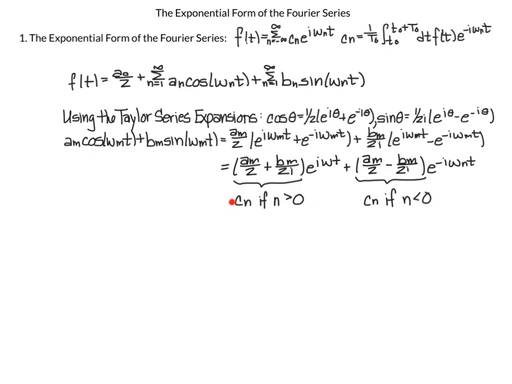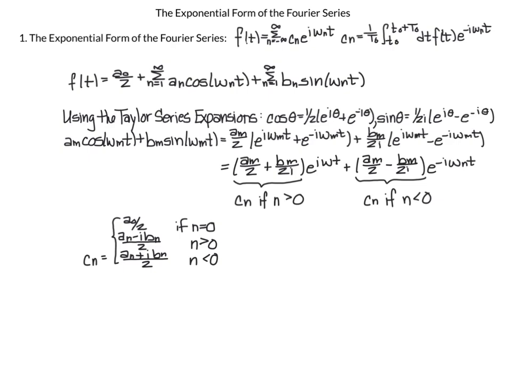So this is going to be my coefficient if n is greater than 0. And then over here, we have our e to the minus i omega n t. So we're going to have our a_n over 2 minus, now, because of this minus sign here, b_n over 2i. So this is our C_n if n is less than 0. So this here is going to give us that our coefficient is equal to a naught over 2 if n is equal to 0, a_n minus i b_n over 2 if n is greater than 0, this formula here, and a_n plus i b_n over 2 if n is less than 0, which is this formula here.